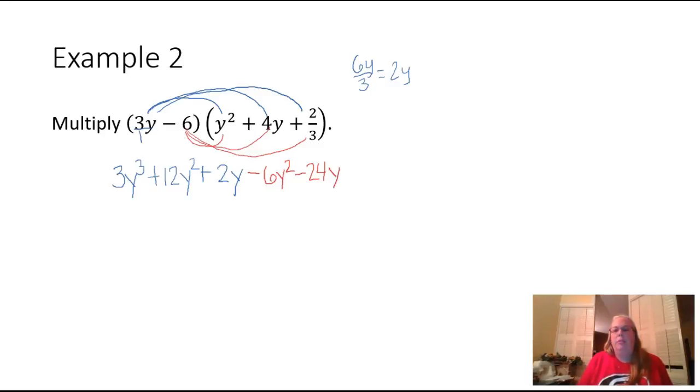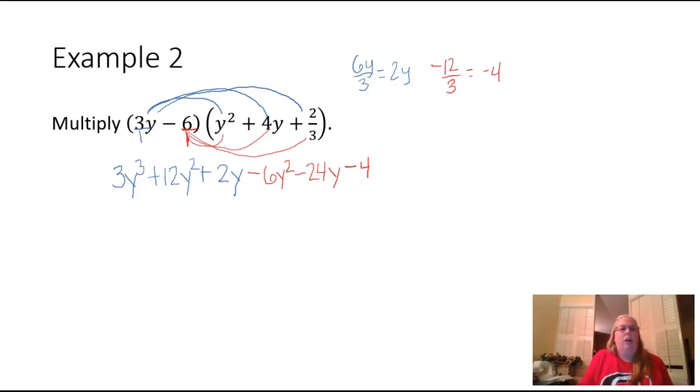And then -6 times 2/3, again, I'm going to treat this as if there was a 1 underneath here, and I'm going to multiply the fractions. On top, I'm going to have -6 times 2. That's going to give me -12. And then in the denominator, I'm going to have 1 times 3. That's going to give me 3. So I have the fraction -12 over 3, which reduces to -4. So we are going to have a -4 back here.